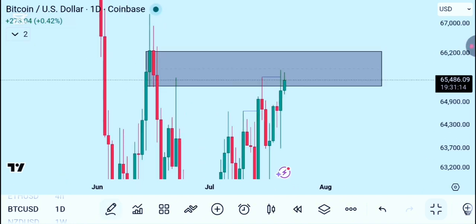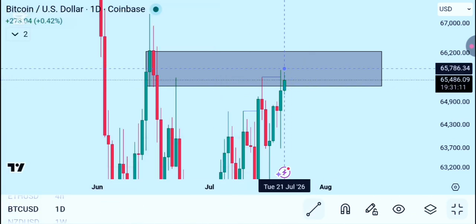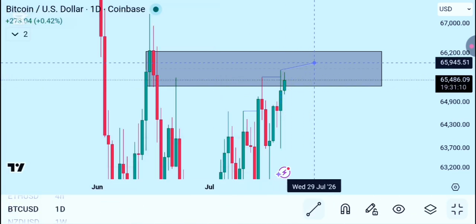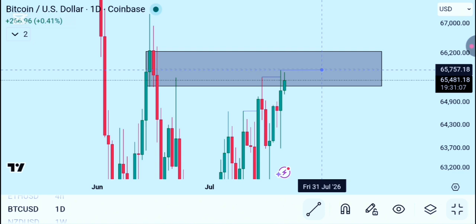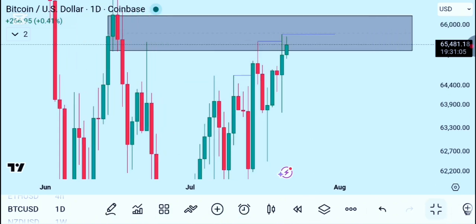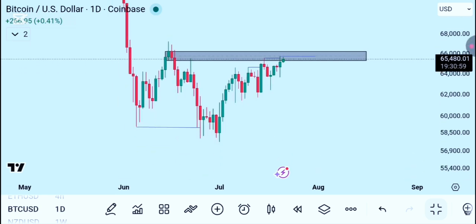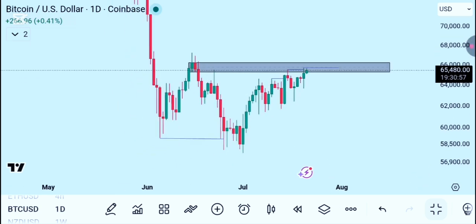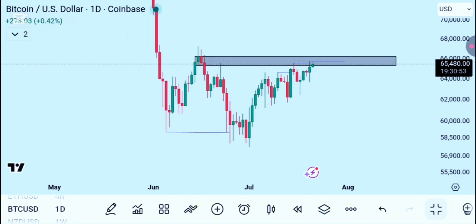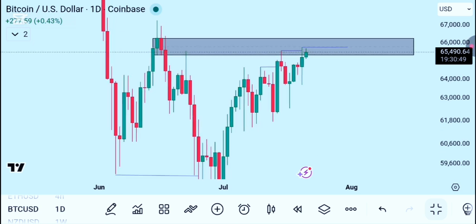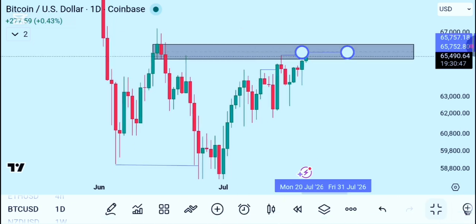So what I'm expecting to see is price taking out liquidity on the 1-day time frame, then pushing downward. Price has given us the overall market direction, which is bearish. The overall market structure is also bearish, because you can clearly see a break of structure down here.